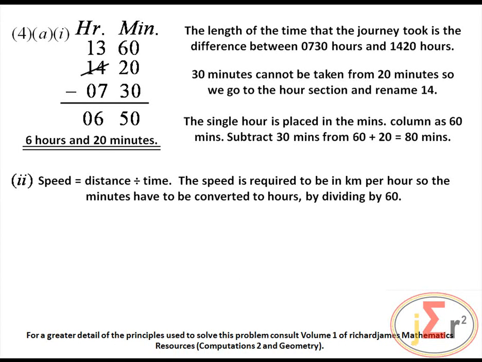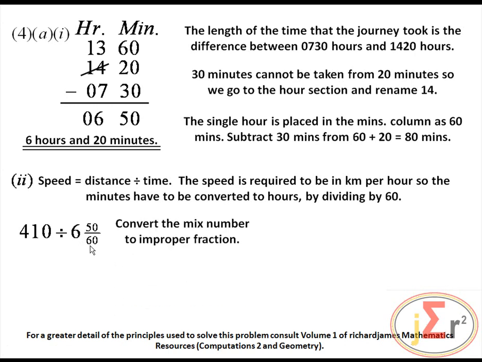So we will have 410 divided by 6 hours and a fraction of an hour, which is 50 over 60. So we have distance divided by time, 6 hours and 50 divided by 60. Of course, we can convert this to an improper fraction. We convert the mixed number by saying 60 times 6, which is 360, and to that we'll add 50.